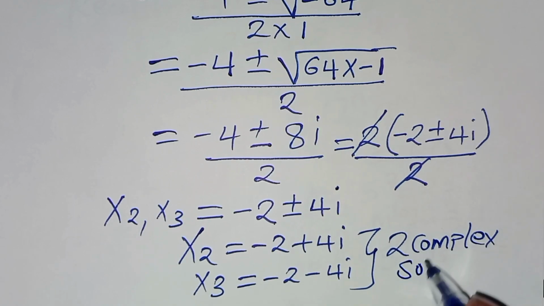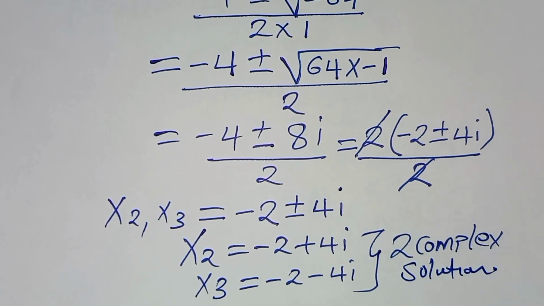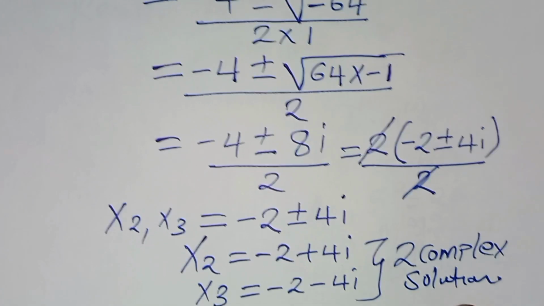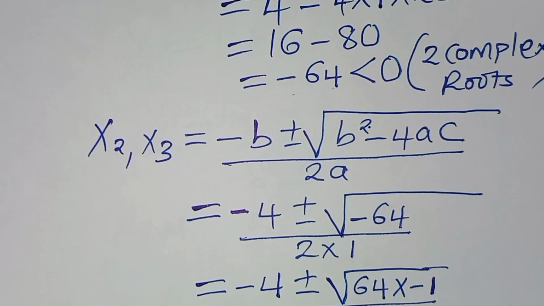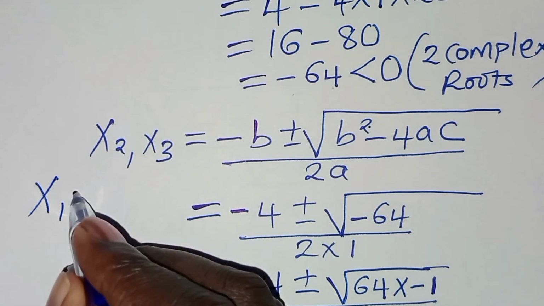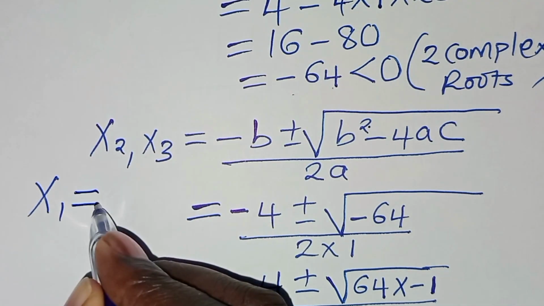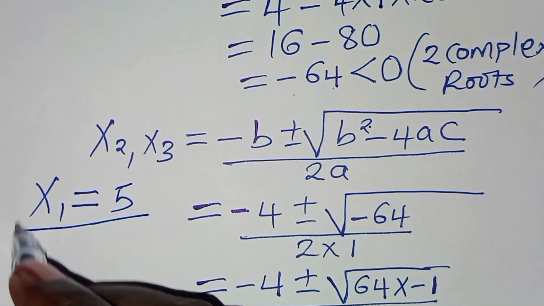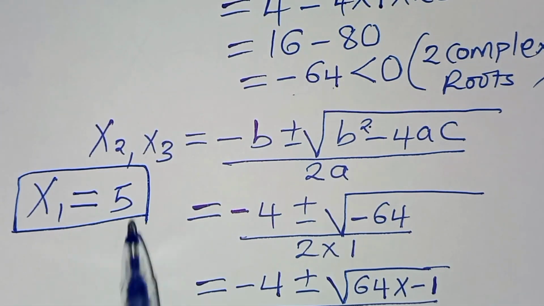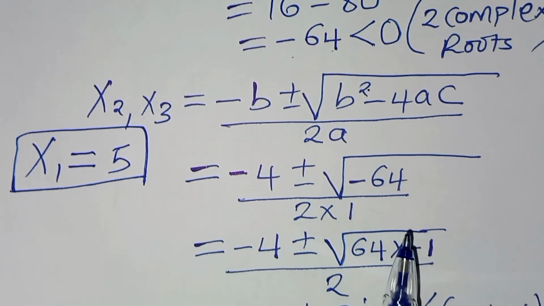These are the two complex solutions that we have. And we have only one real solution, which is x1, which essentially is equal to 5. So this is the only real solution we have.